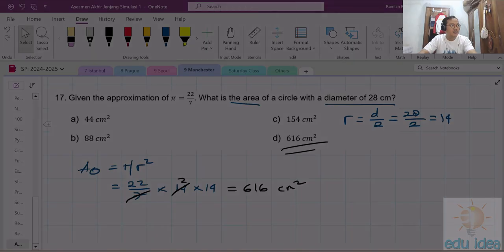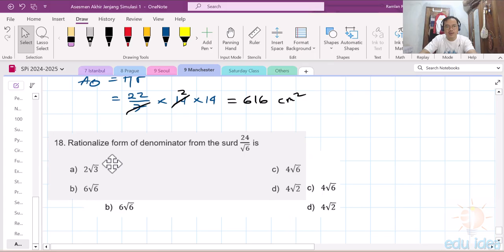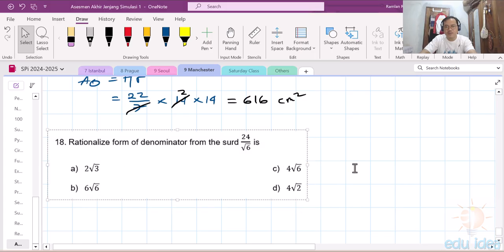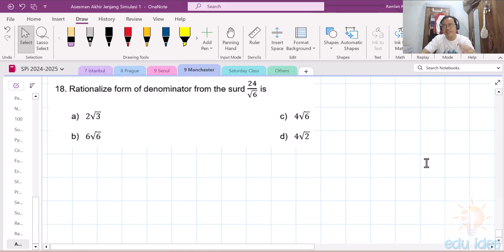Rationalize the denominator from the surd of this. Now you can see that if you have a question in terms of surds, and the denominator is a surd, you need to get rid of that surd. Okay, so remember that the concept is pretty simple. You can multiply with any fraction, but remember that it should always be equal to 1. Let me show you what I mean.